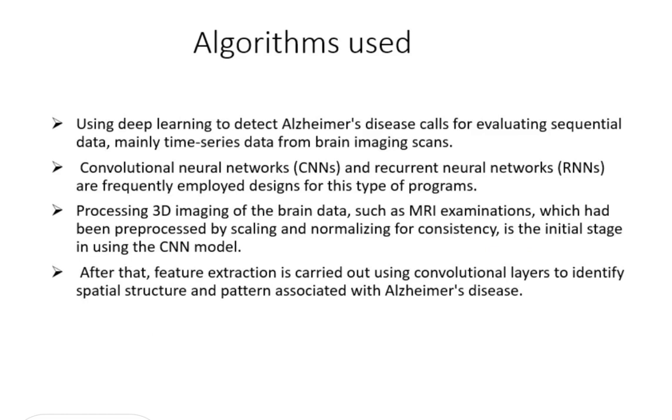Algorithms used. Using deep learning to detect Alzheimer's disease calls for evaluating sequential data, mainly time series data from brain imaging scans. Convolutional neural networks, CNNs, and recurrent neural networks, RNNs, are frequently employed designs for this type of application. Processing 3D imaging of the brain, such as MRI examinations, which have been preprocessed by scaling and normalizing for consistency, is the initial stage in using the CNN model. After that, feature extraction is carried out using convolutional layers to identify spatial structure and patterns associated with Alzheimer's disease.